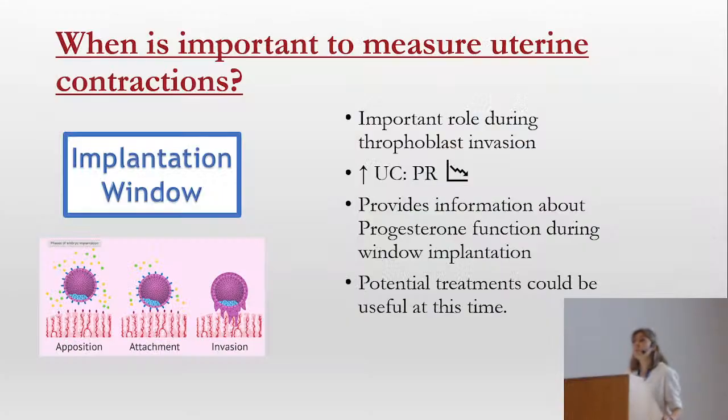So it's important in our field to assess the contractions during the window of implantation, because we know the role of these contractions during trophoblast invasion. We have several studies that associate hypercontractility with a lower pregnancy rate in our treatments. It can also provide some indirect information about the function of progesterone, since progesterone is a direct inhibitor of the contractions, and potential treatments can be useful at this moment.